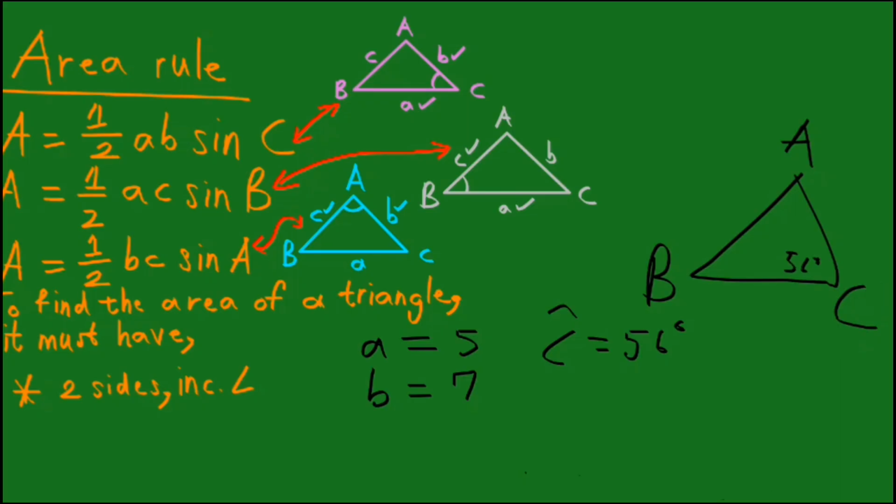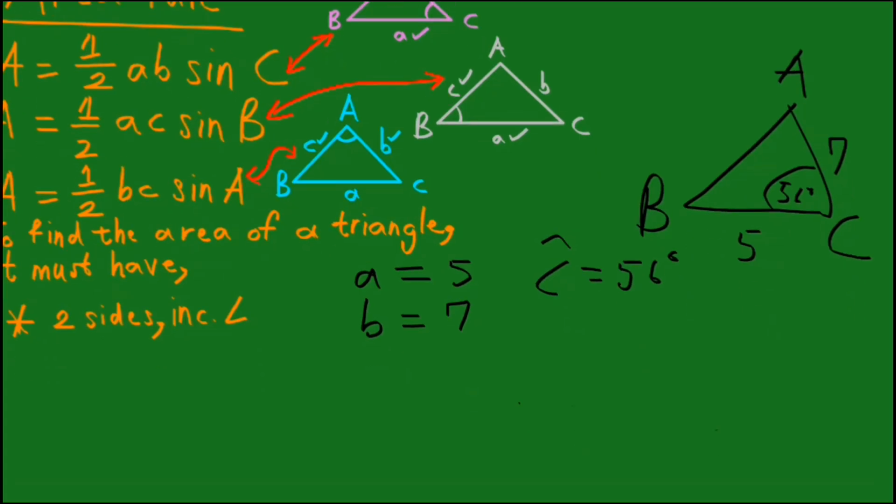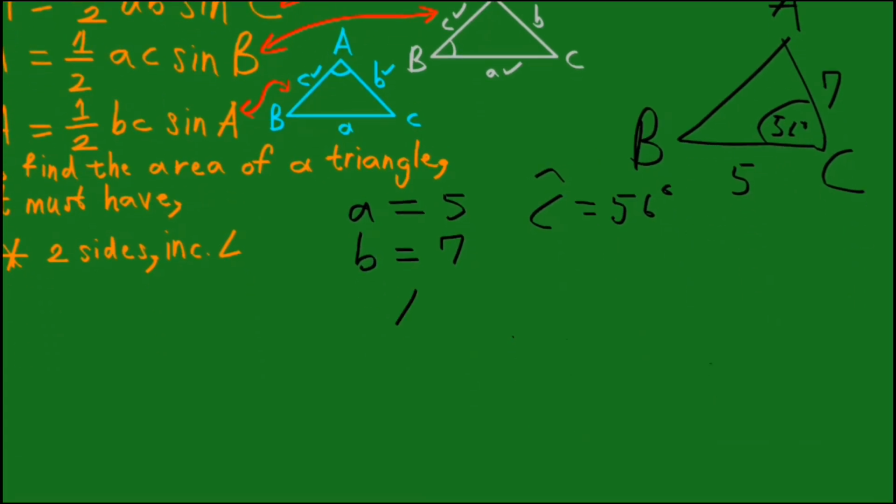B is that side, so that's 7. A is 5. So whether we like it or not, we're still gonna end up at a point where angle C is an included angle. So let's find the area of triangle ABC. Area is equivalent to 1/2 AB sine angle C.